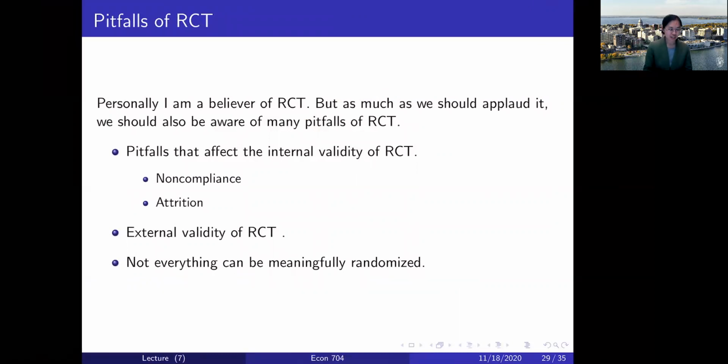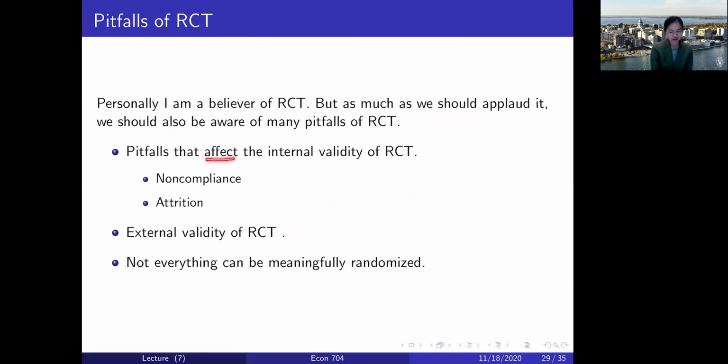So RCT has been very successful in development economics. And personally, I am a believer of RCT because I think it is a good, very convincing way to identify and estimate the causal effect of programs. But as much as we should like it, we should also be aware of many pitfalls of RCT. Today we'll just very briefly talk about these pitfalls, and I will also assign a reading for you to look at, and the reading will have more discussions of those.